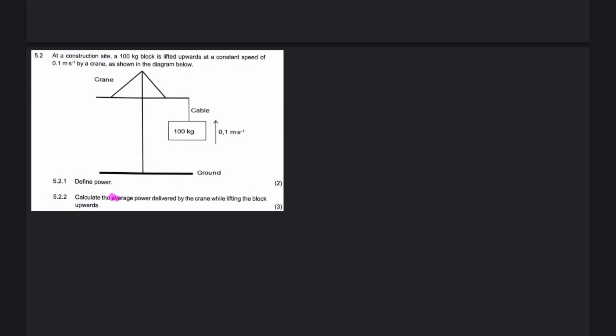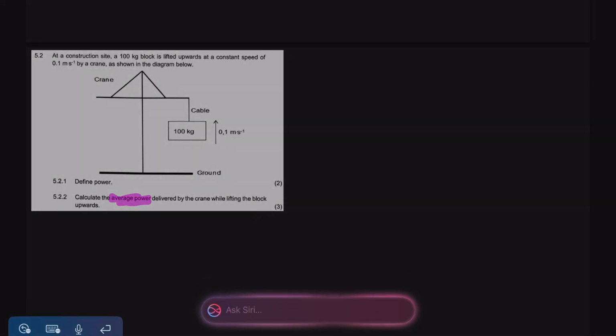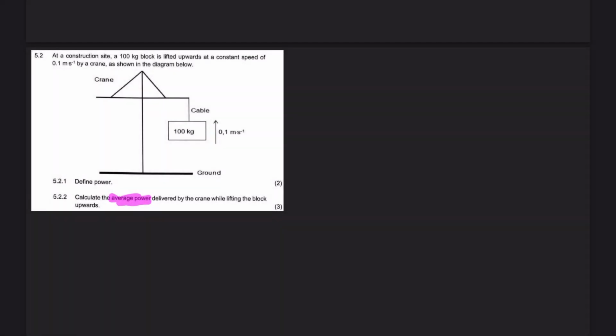So they want average power. If you go to your data sheet, you'll find the formula for average power. The formula for average power, P average, is equal to F times V average. They tell us that it's moving at a constant speed, so it's not changing. So V average is going to be 0,1. They tell us it's 0,1 meters per second. Now we need to figure out the force.